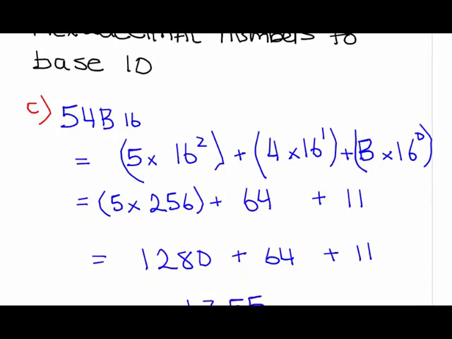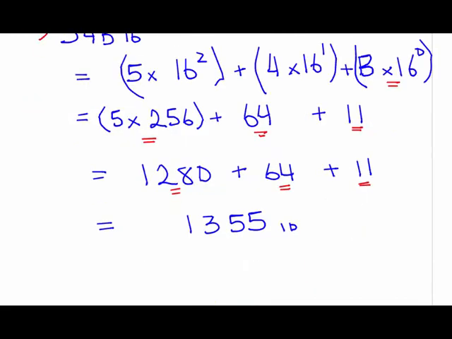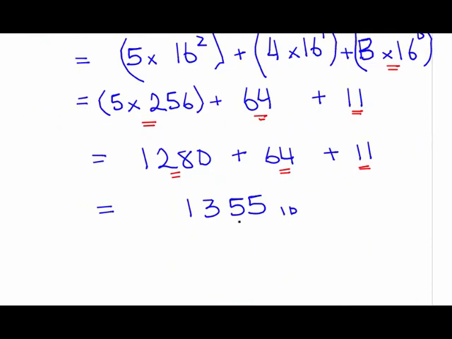So 54b to the base 16. I'll just read it through very quickly now. You should get the idea here. It's very formulaic, in fact, it's sort of using a template. 5 times 16 squared gives us 5 times 256, which is 1,280. 4 times 16 to the power of 1 is 64. B times 16 to the power of 0, B is 11 when you convert that to decimal. So 1,280 plus 64 plus 11 gives us 1,355 base 10.